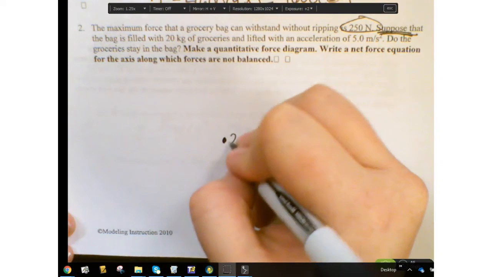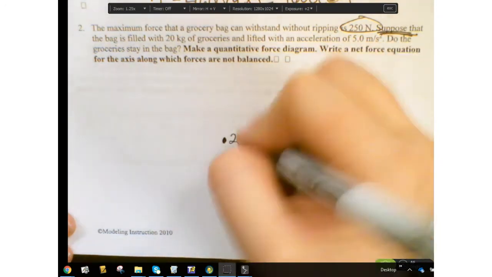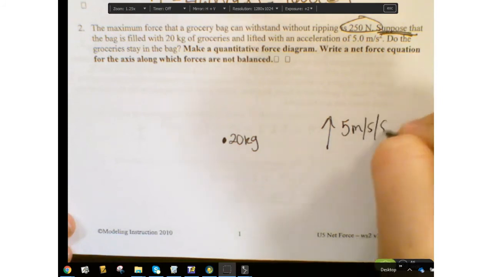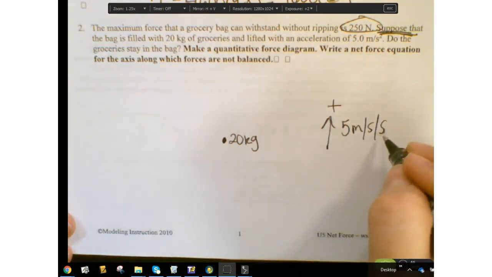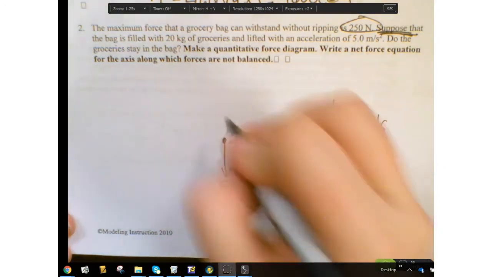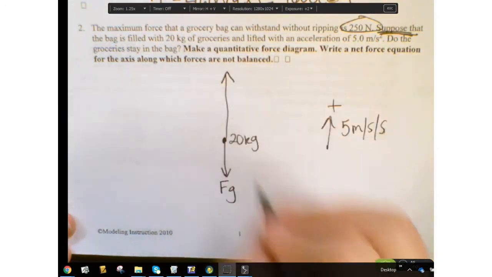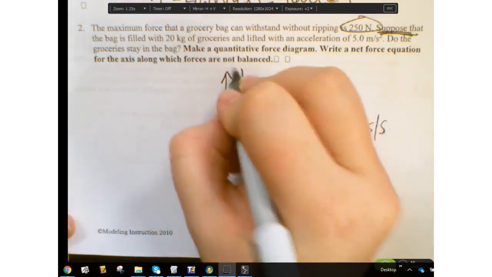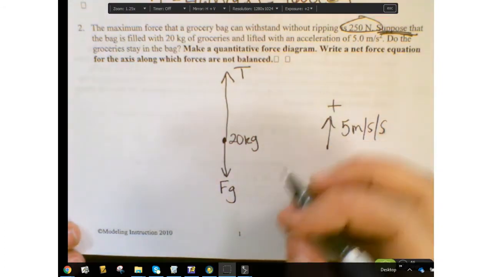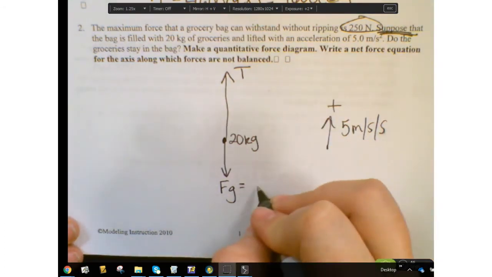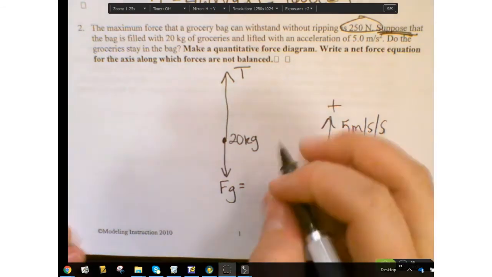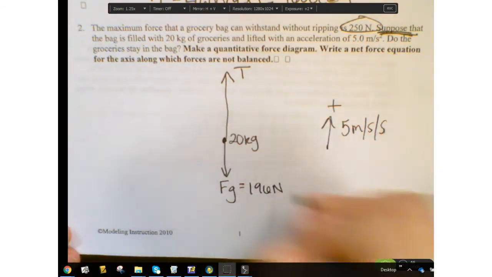We have the bag filled with 20 kilograms of groceries lifted with an acceleration, so I want to say that's a positive acceleration, of 5 meters per second squared. Do the groceries stay in the bag? So first of all, when it has a positive acceleration, the upward force needs to be larger, and that would be like the tension in the bag. You can call it F pull, whatever you want there. Force of gravity is going to be 20 times 9.8, which is 196 newtons.